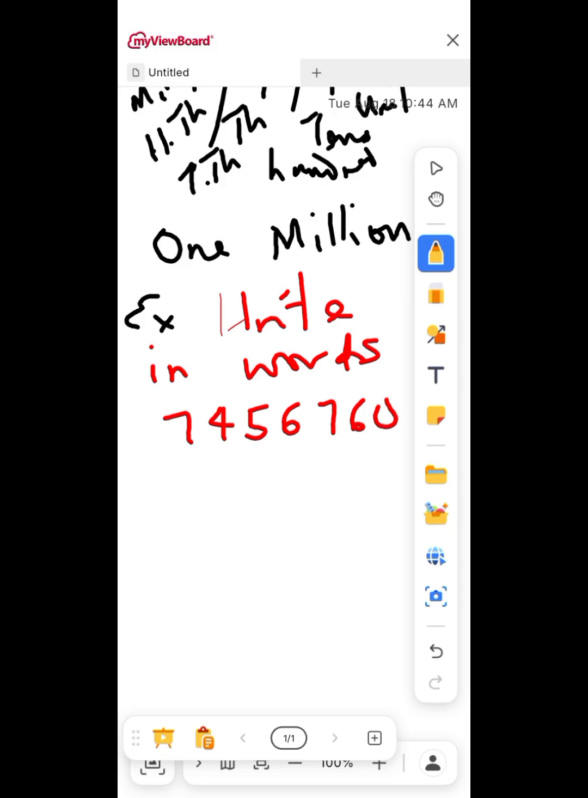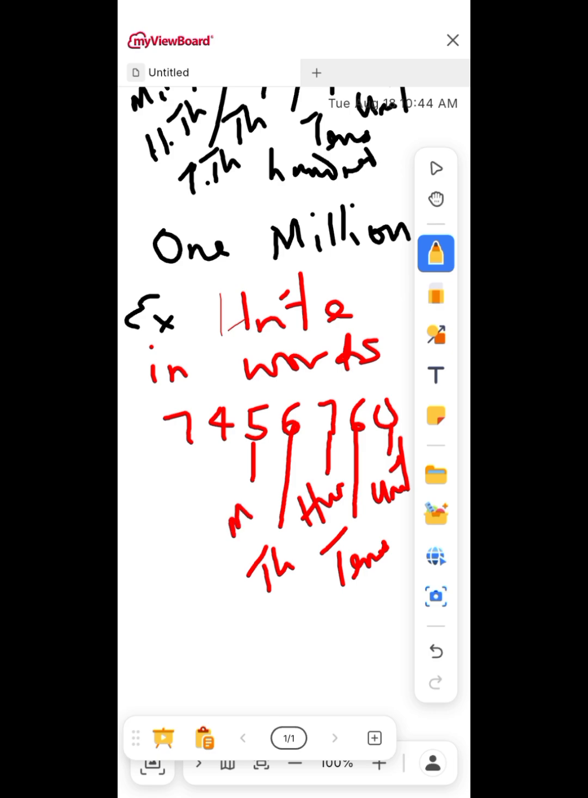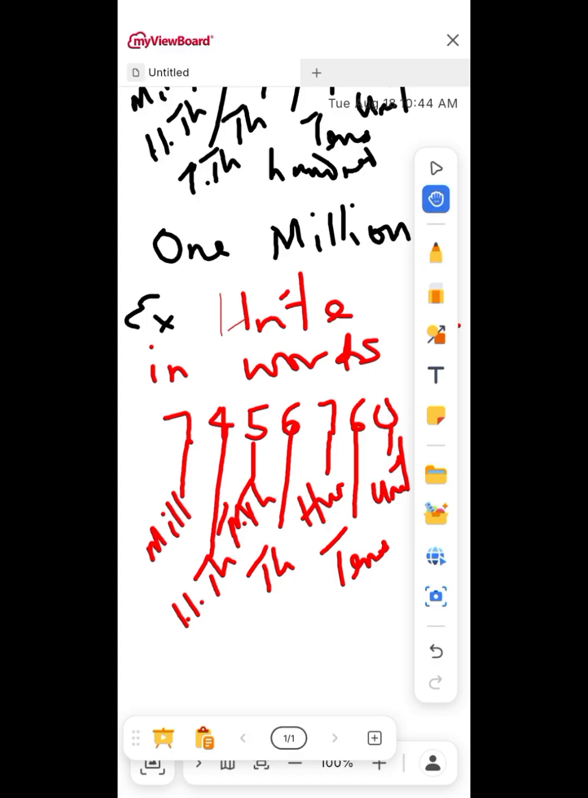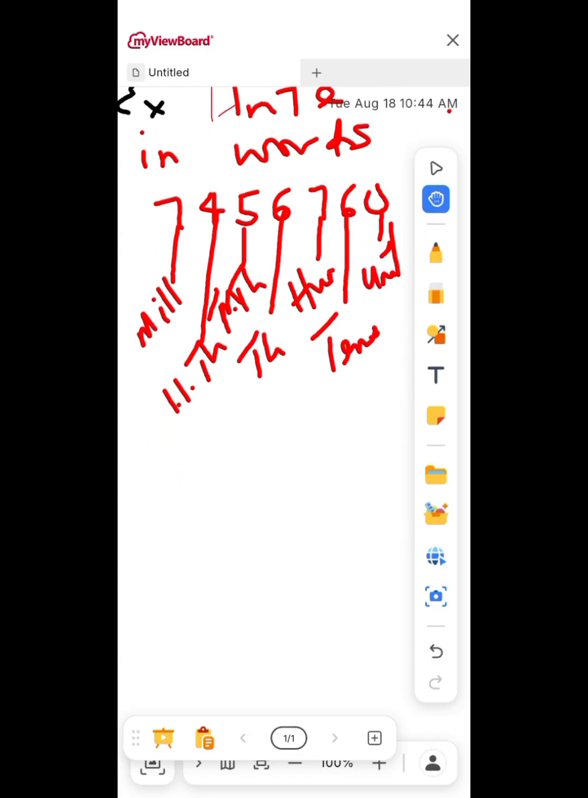The place value will always help you a lot. So we have our units, followed by our tens, followed by our hundreds, followed by our thousands, followed by our tens of thousands, followed by our hundreds of thousands, and lastly followed by our million. So when you want to write this, you take them one after the other, you group them.